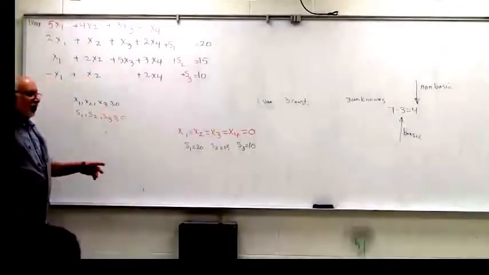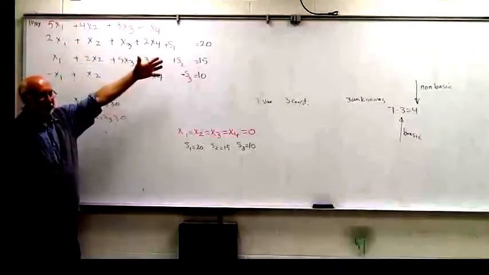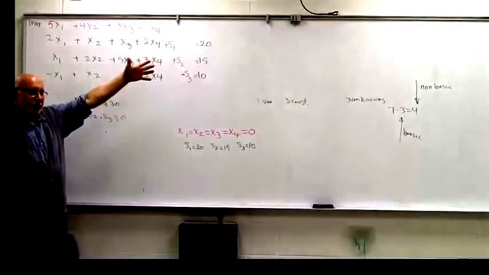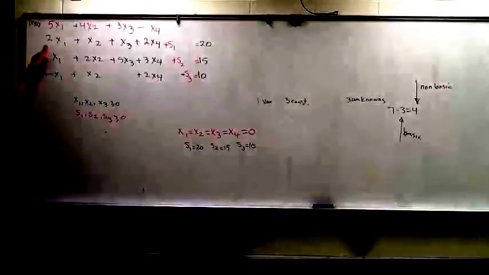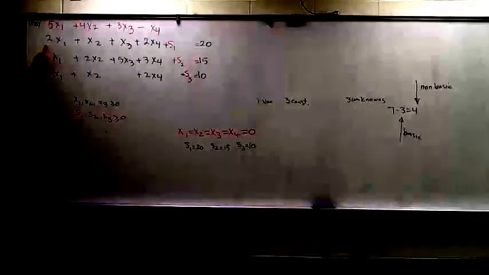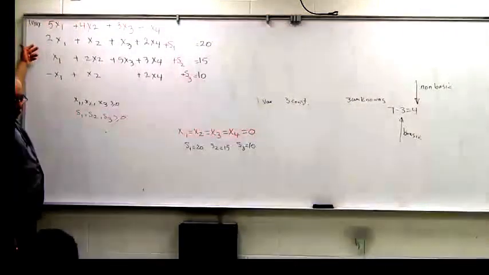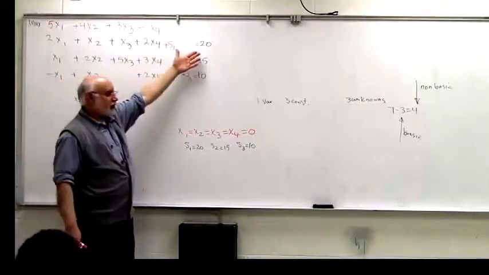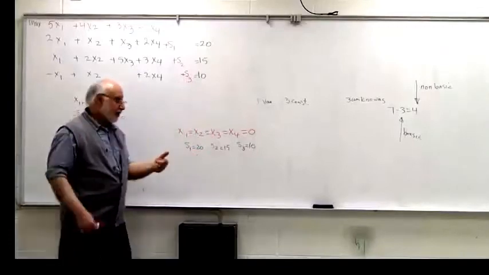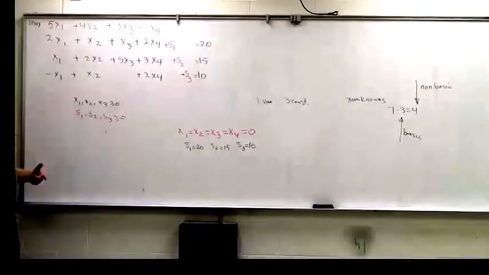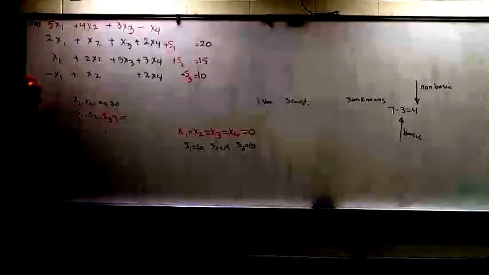But you have to make sure that X1 appears only in one of these equations. So I said, well, let's pick the first one. How can I make that 1x1? By multiplying this by 1 half. This is an equation, so I can multiply both sides by 1 half, and then 2x1 will become 1x1.